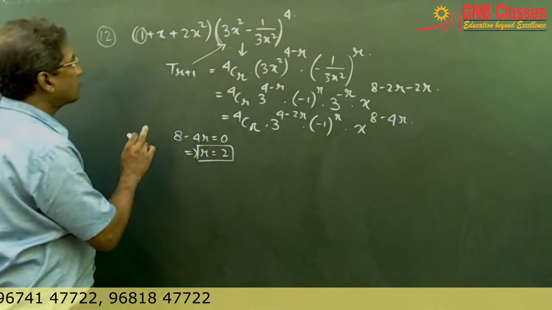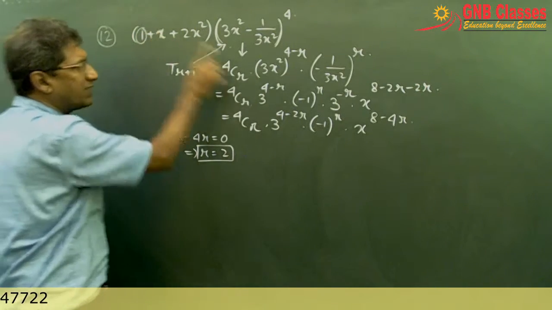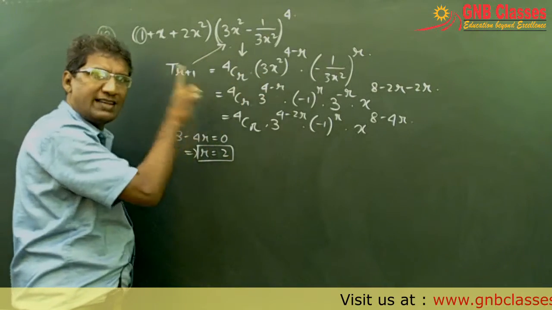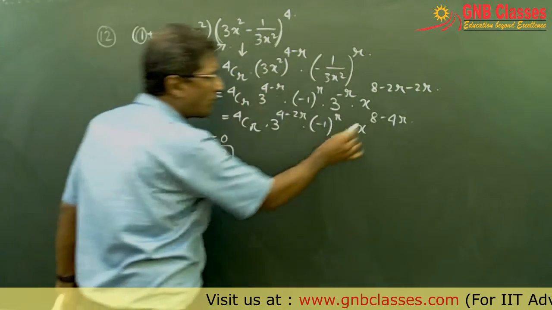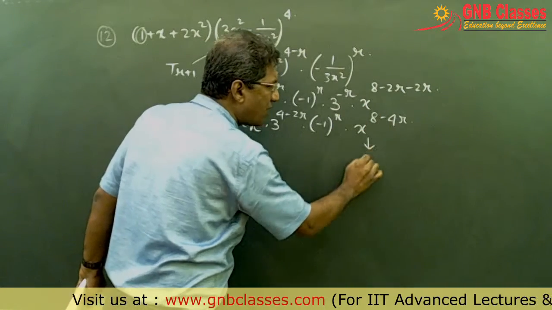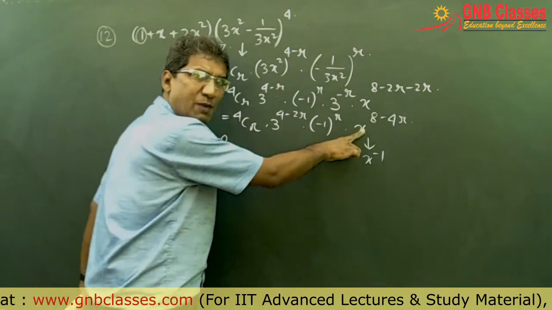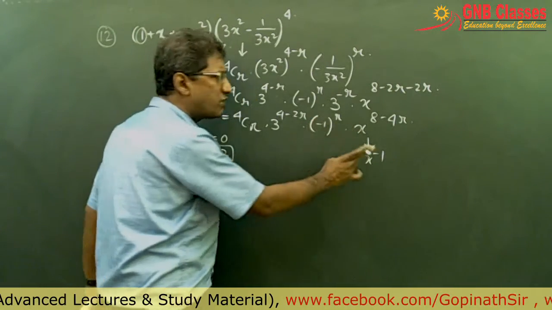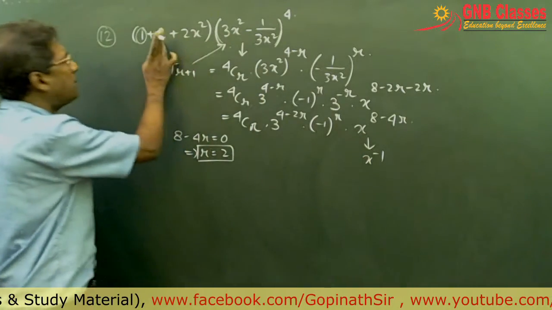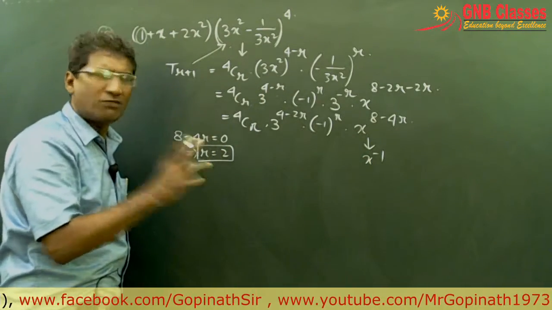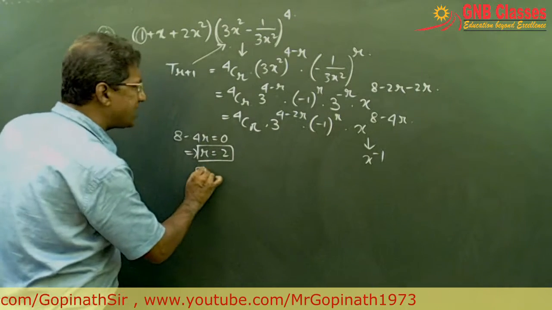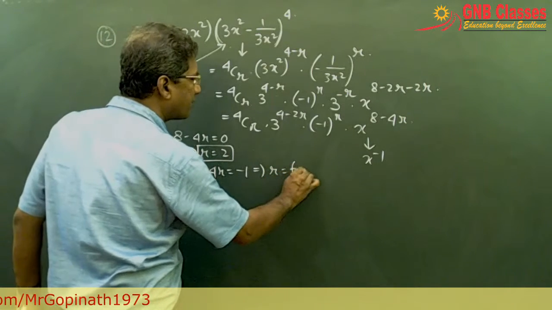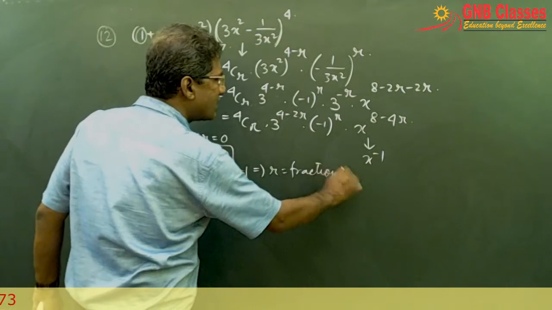Now, when x is multiplied with a term here, the final expansion should give an independent of x. That is, you have to find a term which consists of x to the power minus 1 in this expansion. What will be the coefficient of x to the power minus 1, which when multiplied with x will give you a term independent of x? Now, when 8 minus 4r equals minus 1, that gives you r as a fraction. Yes or no? Which is not possible.